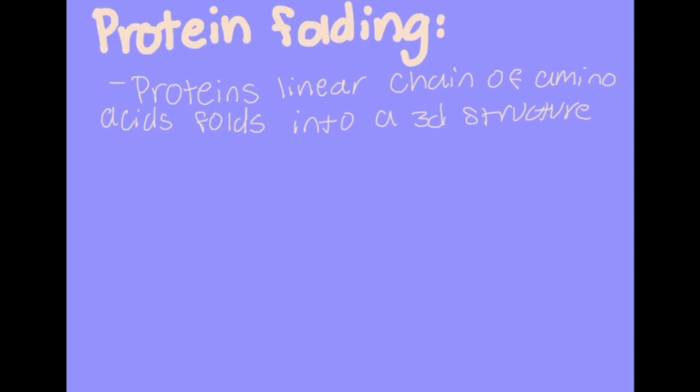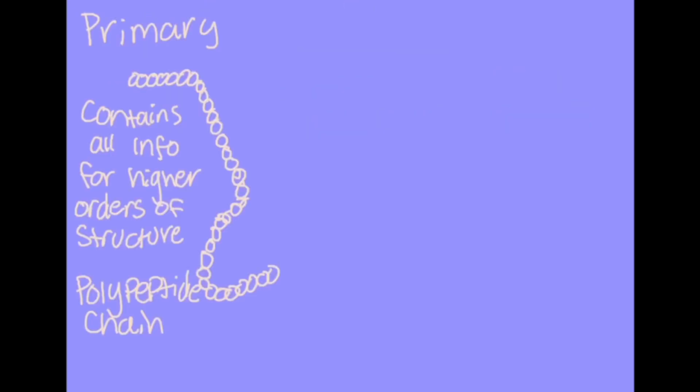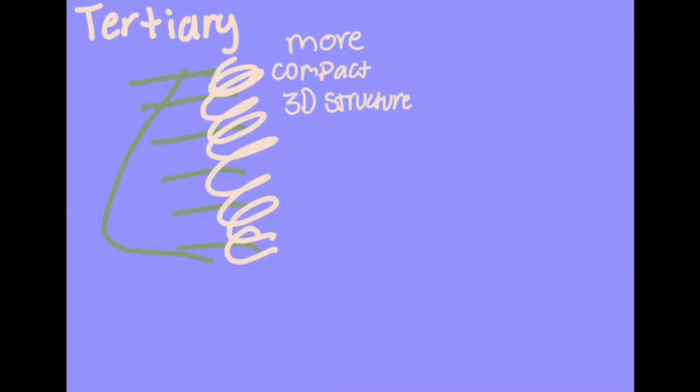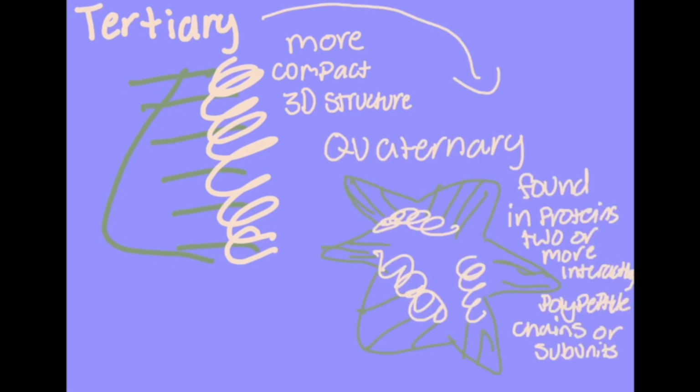Now let's talk about protein folding. Starting with primary, this contains all info for higher orders of structure. Now let's talk about secondary. This is where large numbers of such local interactions form alpha helices and beta pleated sheets. Now tertiary. This is a more compact 3D structure. Lastly, quaternary. This is found in proteins of 2 or more interacting polypeptide chains or subunits.